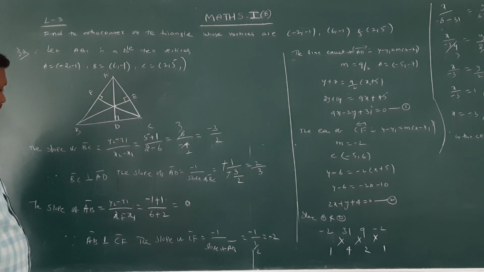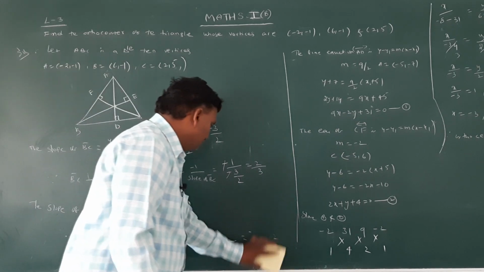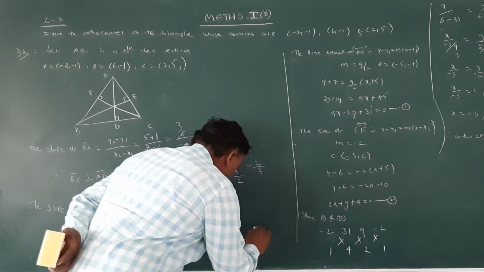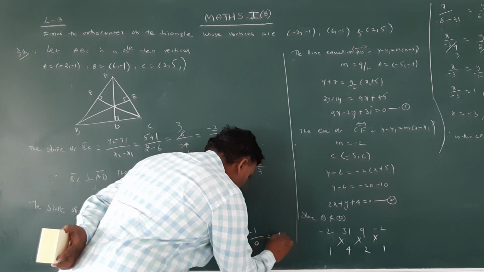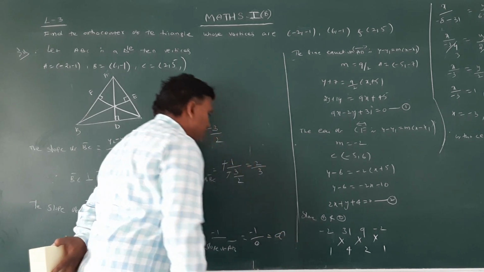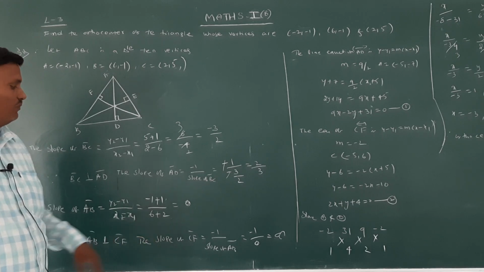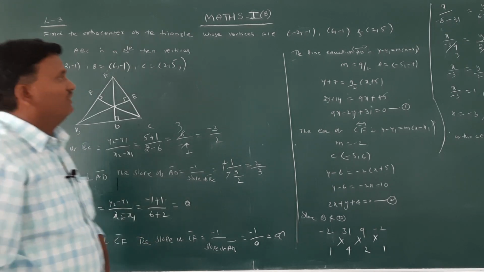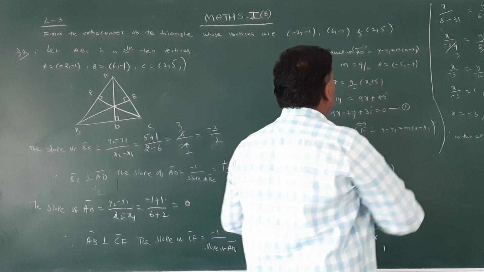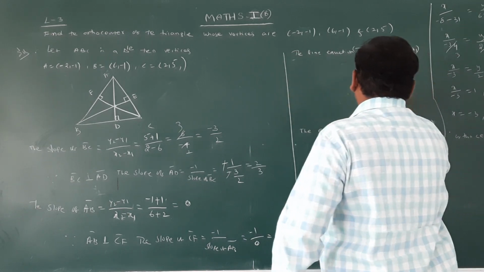The slope of AB is 0, and CF is perpendicular to AB, so the slope of CF is minus 1 by 0, which is equal to infinity. The slope of CF is infinity.